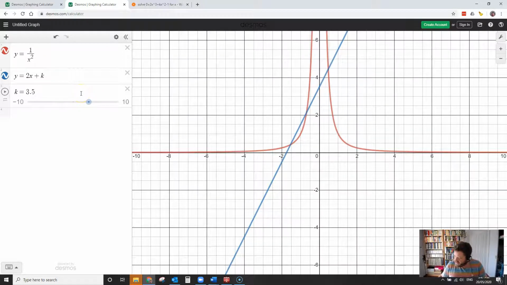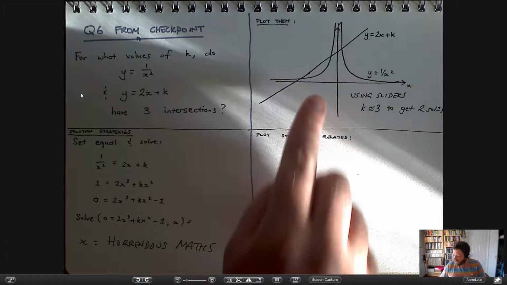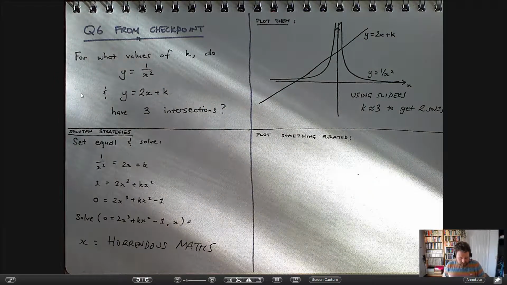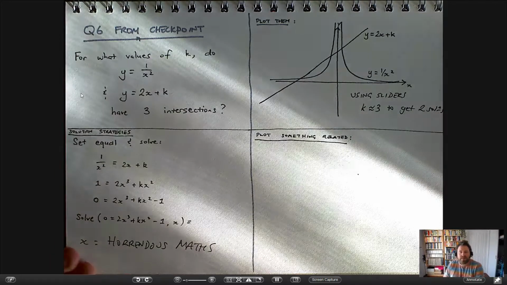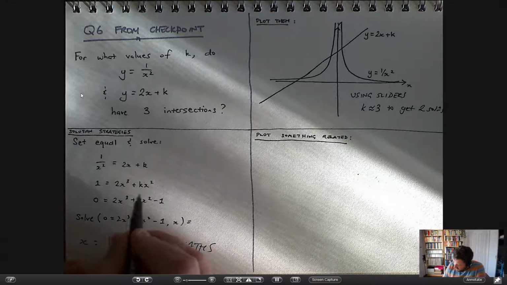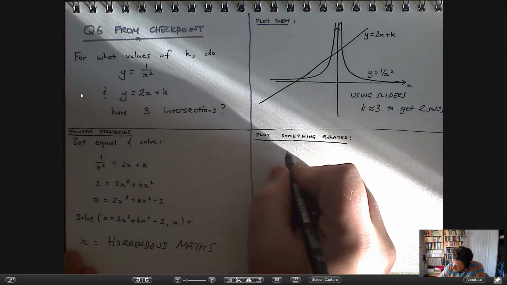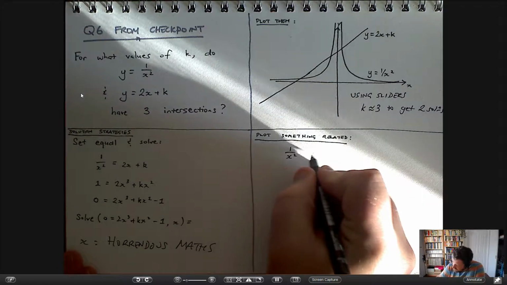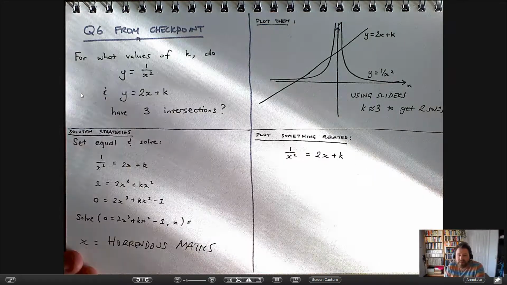So the last thing we're going to do is something related to this, or sort of a little bit related to this and a little bit related to this. We're going to plot something, but it's not going to just be those two graphs separately. What we're going to plot is the difference between them, because where they intersect is where the difference is 0. So we're actually going to look at this line here, basically. Well, let me just put it in here. So we're saying 1 over x squared equals 2x plus k. I'm sorry about that sunlight on my screen.